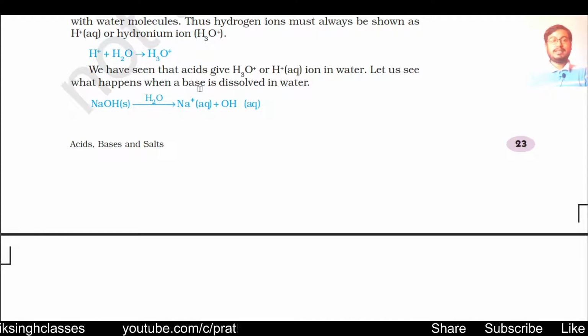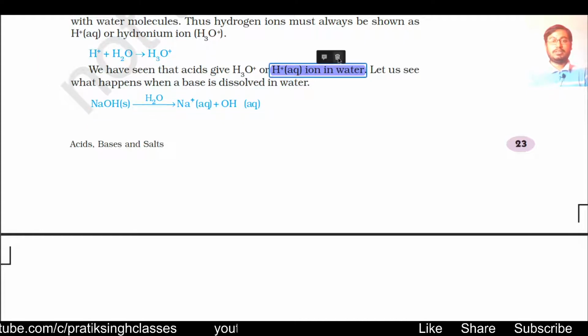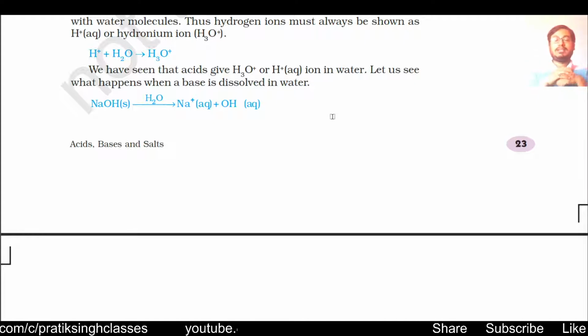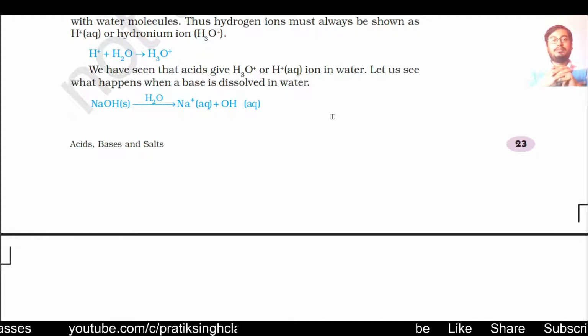We have seen that acids give H3O plus or H plus ions in water. Let us see what happens when a base is dissolved in water. So it is concluded that whenever acids are dissolved in water, they give us H plus aqueous ions. Now coming to bases. Hydroxide compounds are mostly bases. So NaOH, sodium hydroxide, is a base.